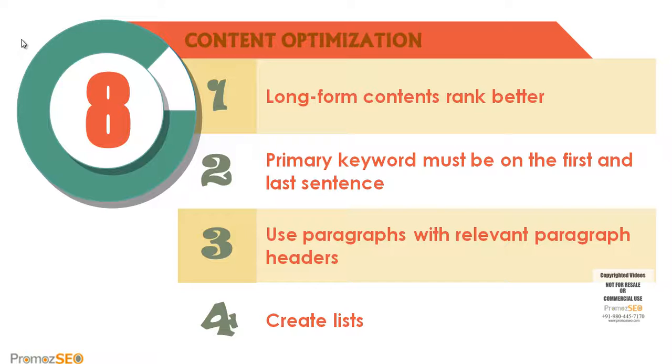smoothness. Obviously you should always read the content after you write. If you think the keywords are used forcefully, or the keywords have been mentioned but it does not sound good, you should remove that keyword, or rewrite that particular line or phrase. And as I told, the primary keyword should be in the first and last sentence, and obviously you should repeat the primary keyword in the entire content also.